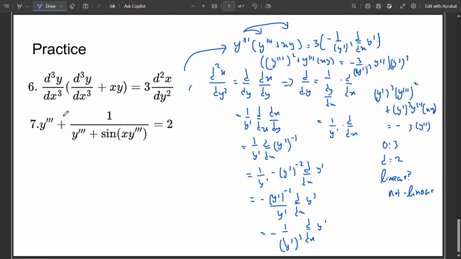And look at number 7. So y triple prime plus 1 over y triple prime plus sine of x y triple prime. Well, as you can see directly, this is not linear because of the transcendental function, and we cannot make it a polynomial, so we cannot define the degree. But we have an order though. So the order is from the highest derivative, which is y triple prime. So it's 3.